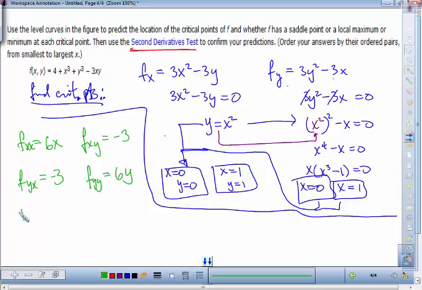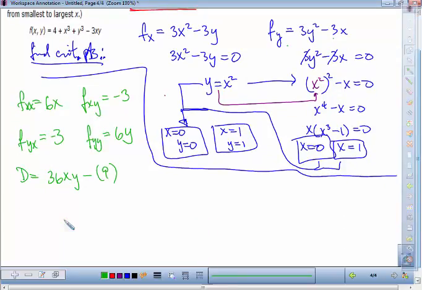So our discriminant would equal 6x times 6y, let's just call that 36xy, minus negative 3 times negative 3, or negative 3 quantity squared, positive 9. But there's a negative in front built in, so this will end up being 36xy minus 9. All right, we found the discriminant.